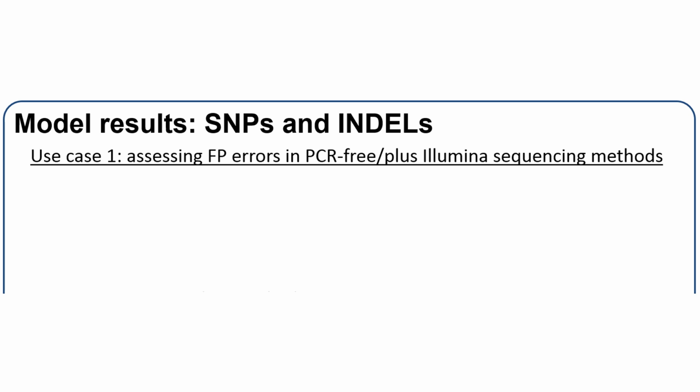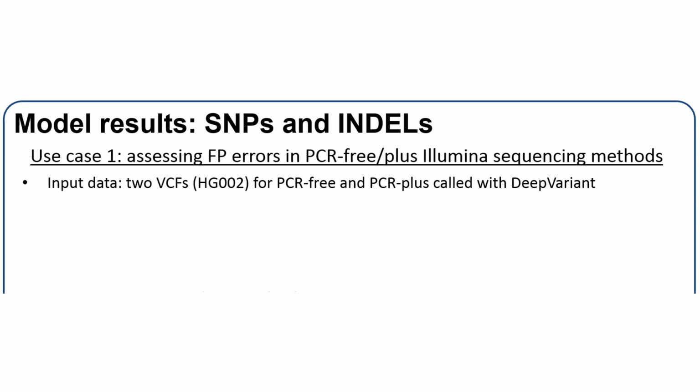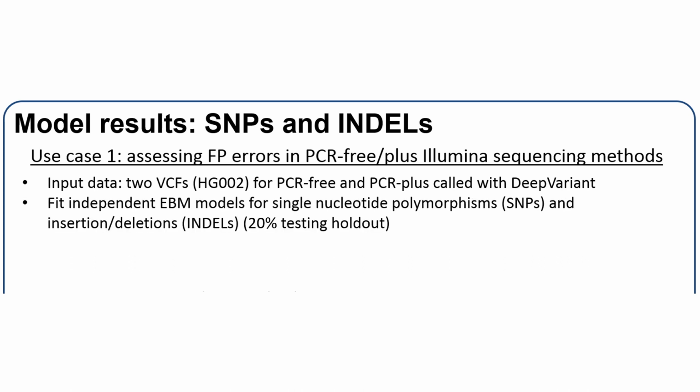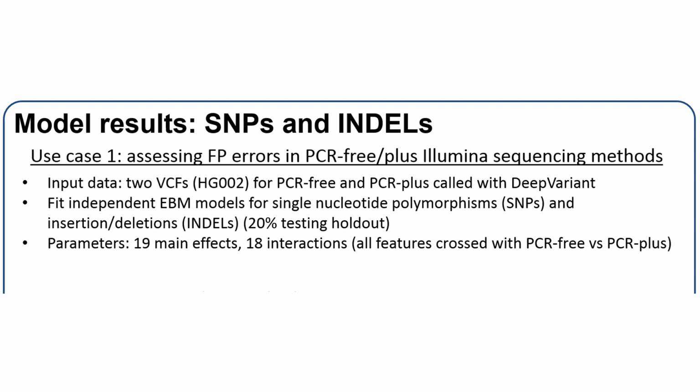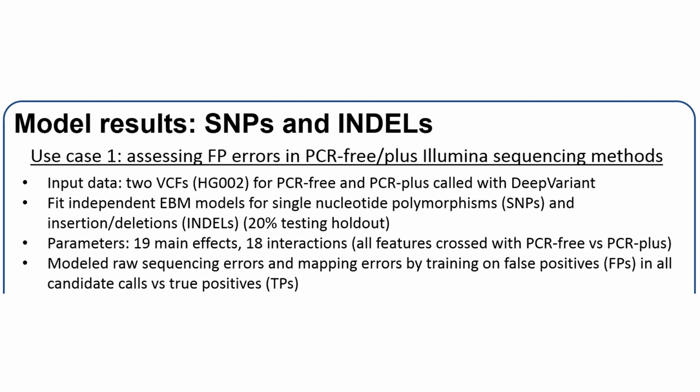The first is comparing false positive errors in two different sequencing technologies, here being Illumina PCR Plus or PCR Free. To do this, we use two different VCFs from HG002 from either method, which are called using DeepVariant. Next, we fit two independent models on SNPs or indels using 20% holdout for testing. We included 19 main effects parameters, one of which was a categorical variable representing the PCR plus or free parameter, and 18 interaction parameters where this categorical variable was crossed with all of the features. The output was a binary class consisting of true positive or false positive labels.